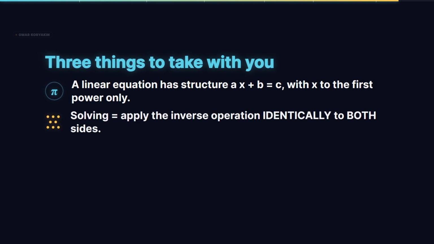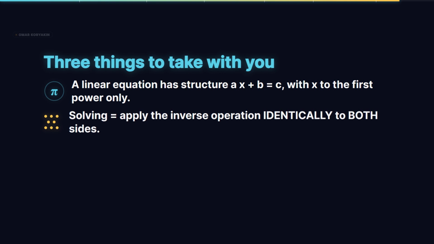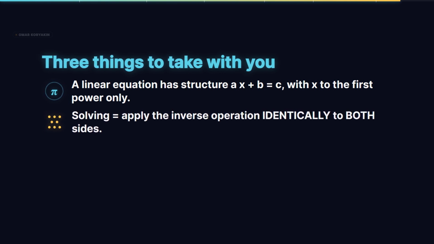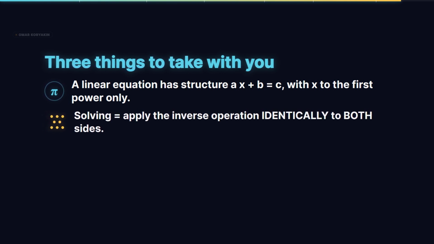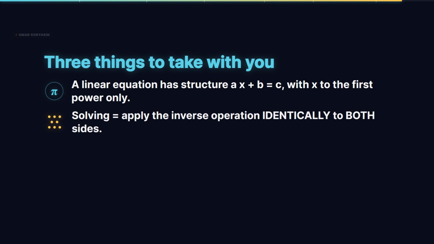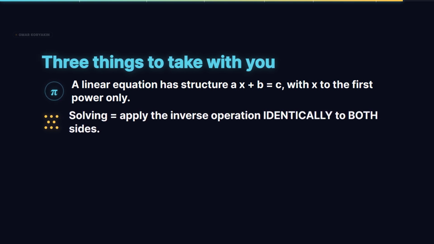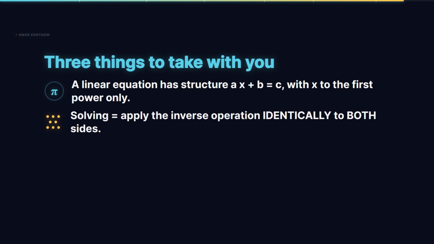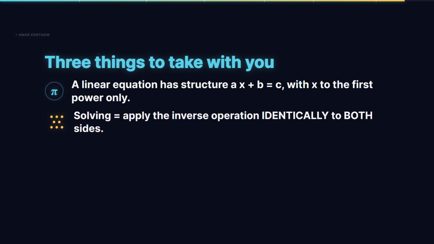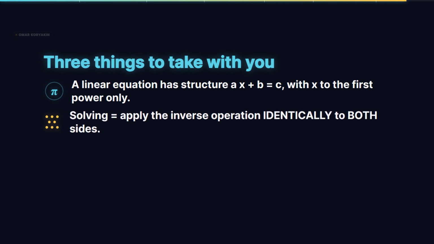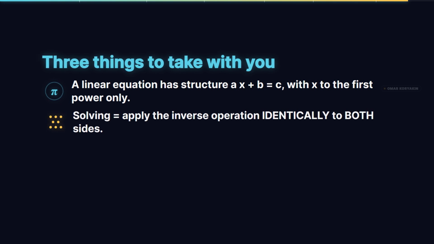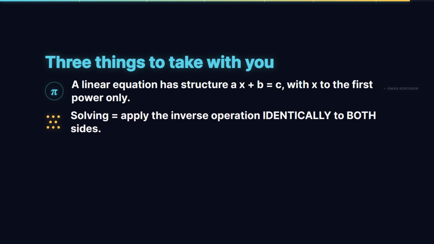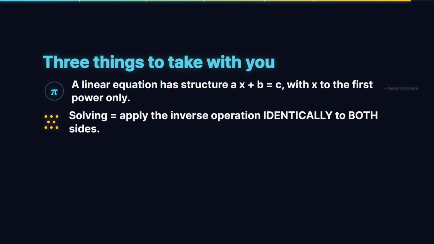Second, solving means applying the inverse of the operation hiding the variable, applied identically to both sides of the equation. The both sides discipline is the balance principle and is what guarantees the solution stays the same. The inverse operation pairs are addition undoes subtraction, multiplication undoes division, exponentiation undoes by root taking. Memorize the 4 pairs and apply them consciously rather than reflexively until the workflow becomes automatic over the next few lessons.